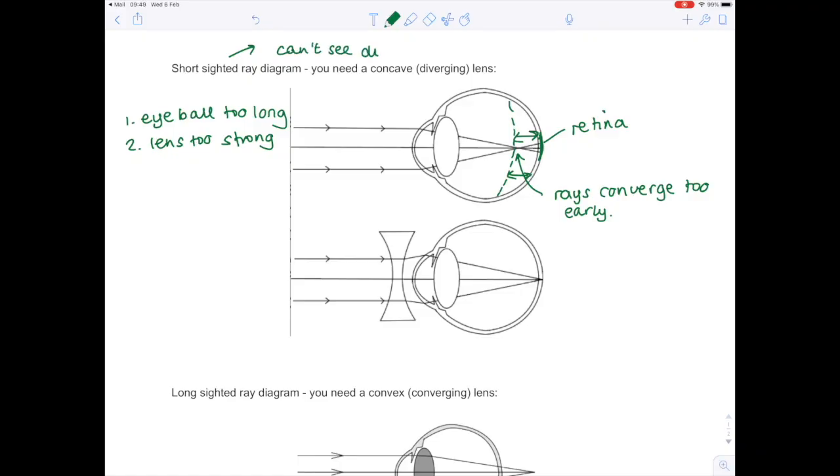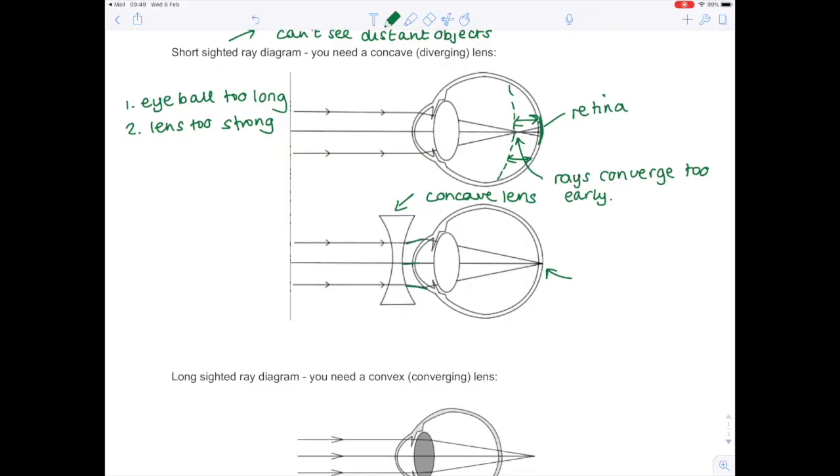In fact, that's exactly what I have. In order to rectify this, you can see the sort of lens we've got here. It's a concave lens, which causes the rays to spread out here. And so that when the lens does its job, the rays are brought sharply into focus on the retina. Rays now converge on the retina.